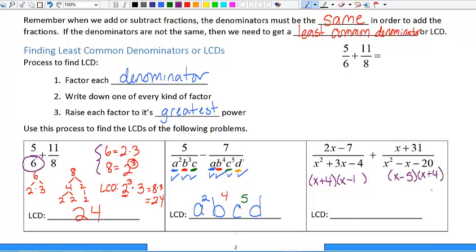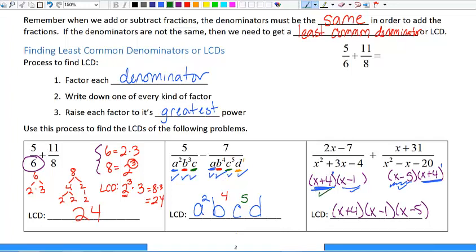The second step says write down one of every kind of factor. So I have an x plus 4 factor, I have to have an x minus 1 factor, and I have to have an x minus 5 factor. Those are all of the unique factors. The third step says to raise each factor to its greatest power. Between the two x plus 4s, the greatest power of the first one is 1, the greatest power of the second one is 1, so the greatest power of either of them is 1. Do you really need to write 1? Probably not. The greatest power of x minus 1 is 1, and the greatest power of x minus 5 is 1 as well.